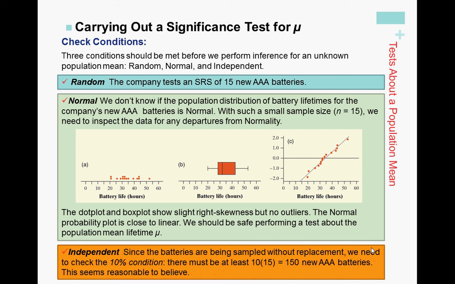And independent. Since the batteries are being sampled without replacement, we do need to check the 10% condition, so there would have to be at least 10 times 15 or 150 new AAA batteries, and considering this is a company that makes them, that seems pretty reasonable to guess they'd make at least that many.